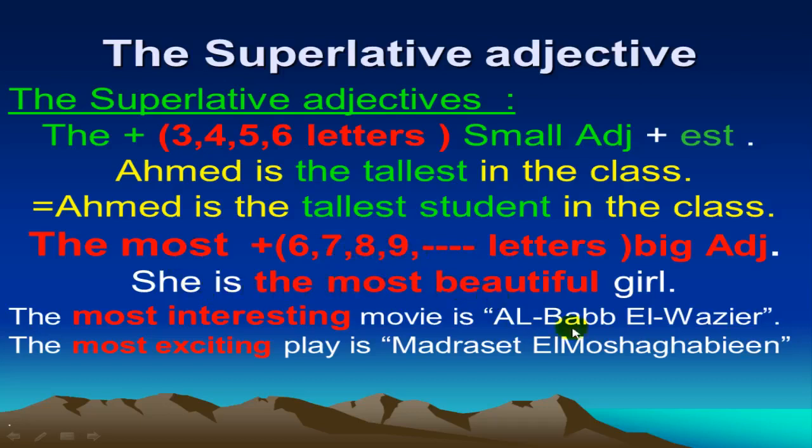She's the most beautiful girl. Beautiful: one, two, three, four, five, six, seven, eight, nine letters. This is a big adjective. We also have vowels here: E-A-U, then T-I, and U. So here we have more than two vowels. This is why I use the most.